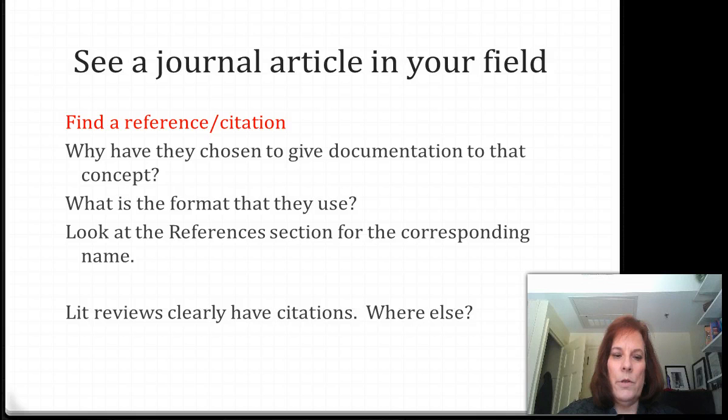How does it correspond? Literature reviews clearly have citations, so if you want to know where to look, most of the time in the introduction of that journal article, the first part, you're going to see several citations of previous literature. Look at the style. Take some time. Really look at those citations. Most of us, when we read, we just skip over that part and we go to what we think is important. But I want you to stop and study some of those citations.